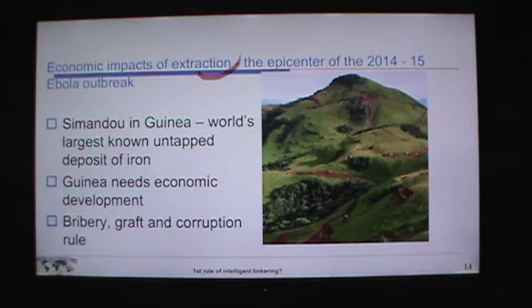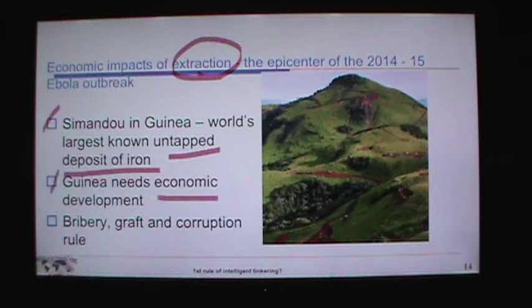Extraction. Guinea was the epicenter of the Ebola outbreak in 2014-2015. Simandou, Guinea, is the world's largest known untapped deposit of iron. Guinea needs the economic development that mining that iron is going to bring, but it's a third world country. A lot of damage is done. We talked in an earlier lecture about the problems of the Niger Delta. You have the same flavor of problems in Guinea, in this region.